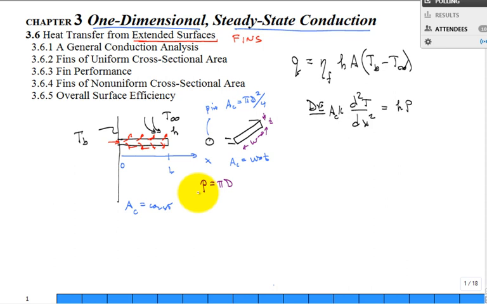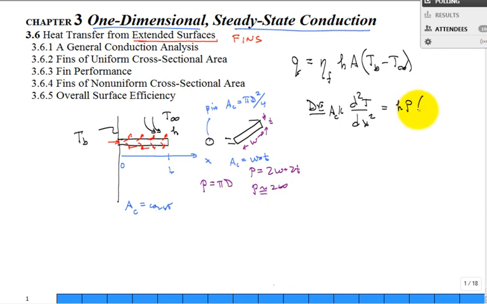That's that length. For a given location x, what is the length of the perimeter? How about for this rectangular fin? The perimeter would be 2w plus 2t, and a lot of times we neglect the thickness. 2t is small compared to 2w, and a lot of times the perimeter is just 2w. Okay, but that's what we mean by P, the perimeter.